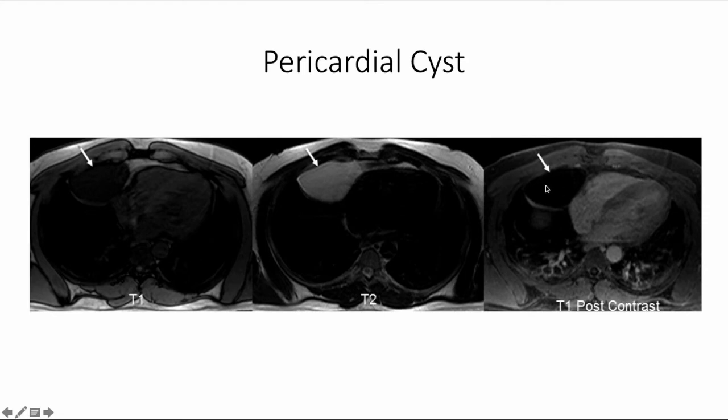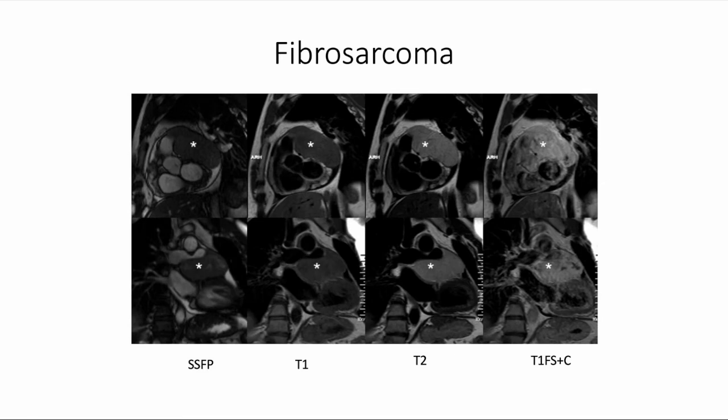Example of a pericardial cyst in a classical location, the right cardiophrenic angle. This is an example of a focal mass lesion arising from the pericardium as seen here, and you can also see mild pericardial effusion. This lesion is a fibrosarcoma, which is showing low signal intensity on SSFP sequence, intermediate signal on T1, high signal on T2 weighted images, and shows intense heterogeneous enhancement on contrast study.